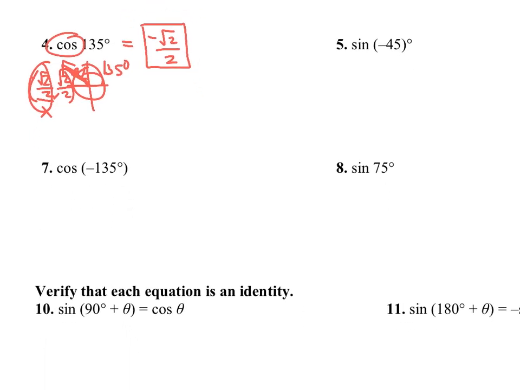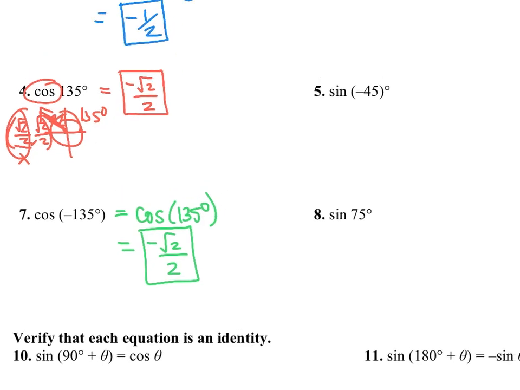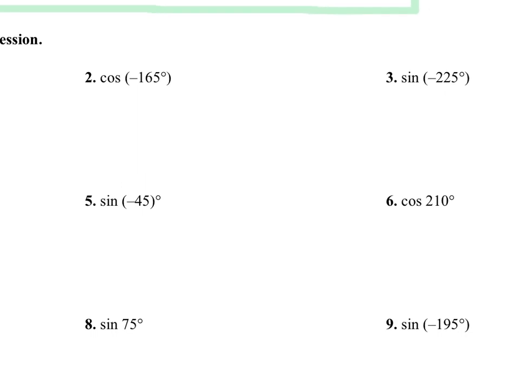Okay, and then number 7, we can actually use number 4 to help us, because we know that cosine is an even function. That negative actually does nothing, in a sense. Basically, I just mean that cosine of negative 135 degrees is equal to cosine of 135 degrees. So that's also equal to negative rad 2 over 2. All right, so just a little bit of warm-up to make sure you have your unit circle close by as we go into some of these other questions.